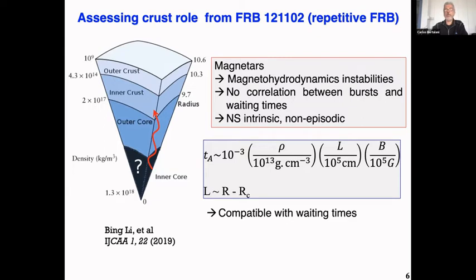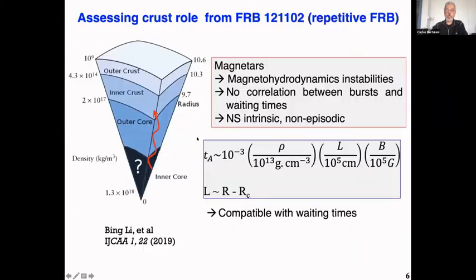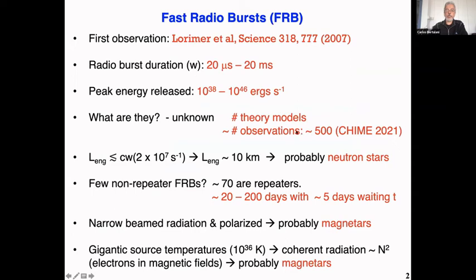So what we propose is the following. If I come back here, I wrote here that there are as many theory models as observations, right? So at the time we had about 60, 70 theory models in this. Now the observation increased the number of FRBs to 500 or so.